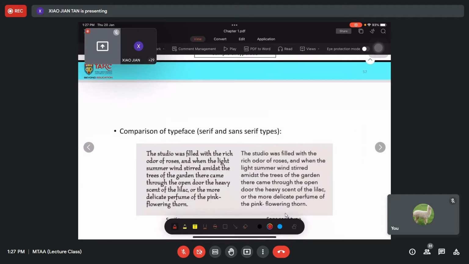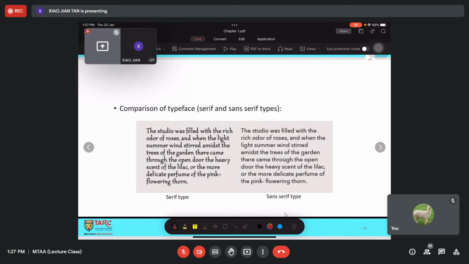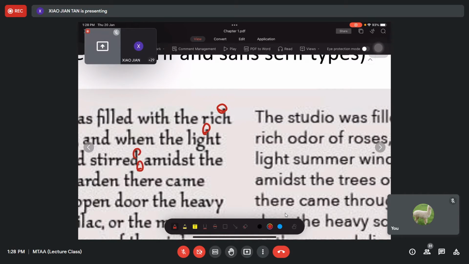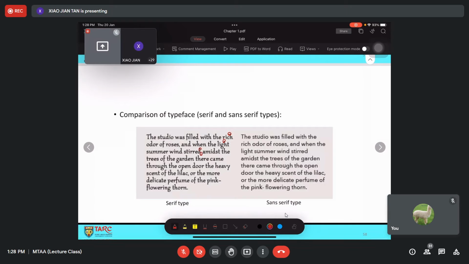So this is a comparison of serif and sans serif typeface types. Although it is a little bit blurry, you can still observe that in the serif there is a sort of line leading you. When you view both examples, you feel that one is clean, but this one has a line leading you to read the words. This is serif and sans serif.